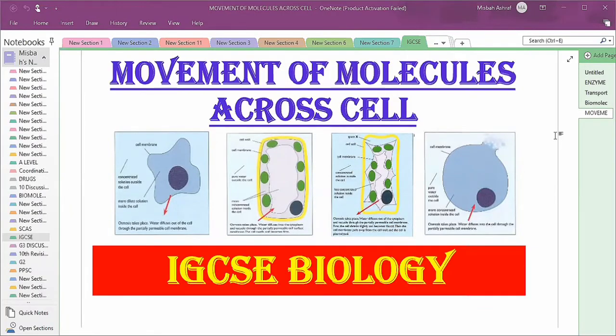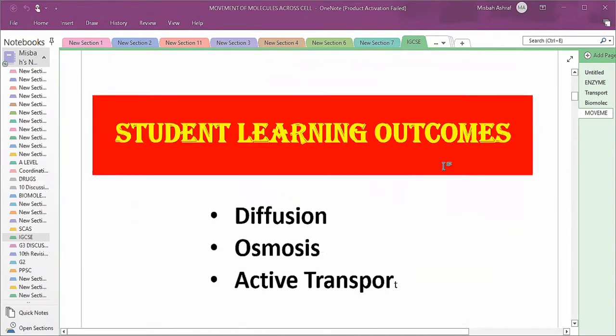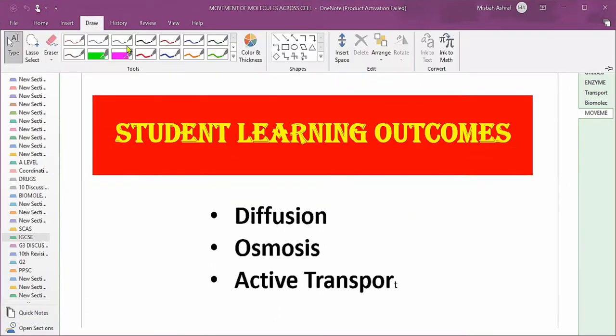Okay, with our next chapter, which we are going to start, that is movement of molecules across the cell membrane, and here we have to study about diffusion, osmosis, and active transport. In class 7, I'm sure you have studied about diffusion and osmosis a little bit, but now we are going to see it in a little more detail.